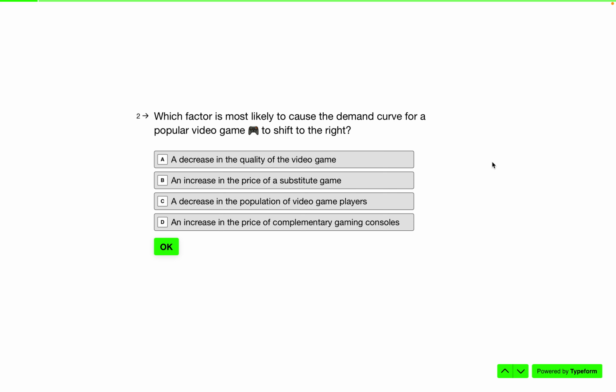Which factor is most likely to cause the demand curve for a popular video game to shift to the right? What would cause this popular video game to become even more popular, right? If it's shifting to the right. A decrease in the quality? No. An increase in the price of a substitute game?